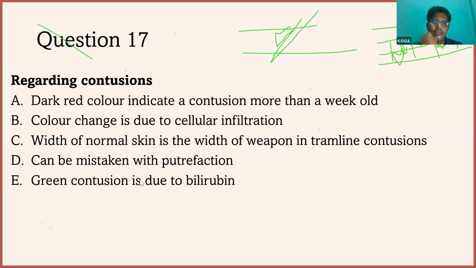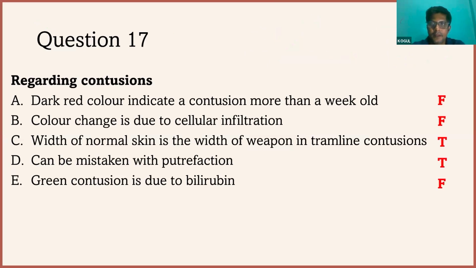It can be mistaken for putrefaction; contusion can be mistaken because putrefaction is associated with hypostasis, and putrefaction also changes the sequence of color changes. So, true or false: green contusion is due to bilirubin? What is your answer? False. Bilirubin means yellow color. So it's false.